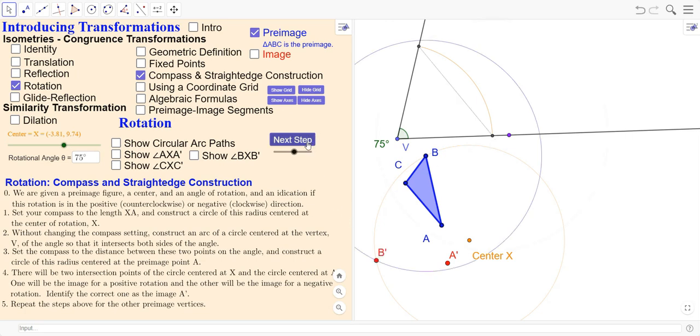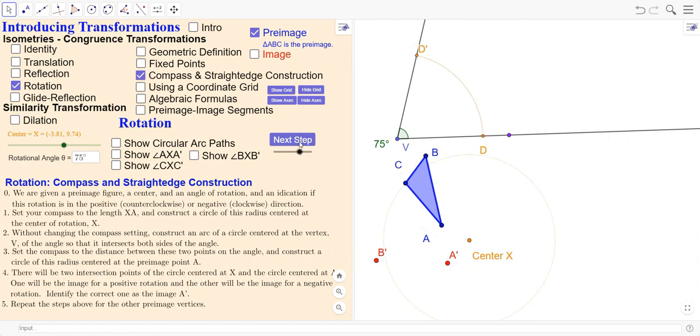Then next, set your compass to be the distance between those two points. This circle here you don't necessarily have to draw, you just have to make sure your compass is at that size. And then draw this circle here centered at your pre-image point. And again, it's going to cross two points. One of those will be B prime for a positive rotation of that amount. The other one over here would be for a negative rotation. We're doing a positive rotation here, and so we're going to get this point down here.